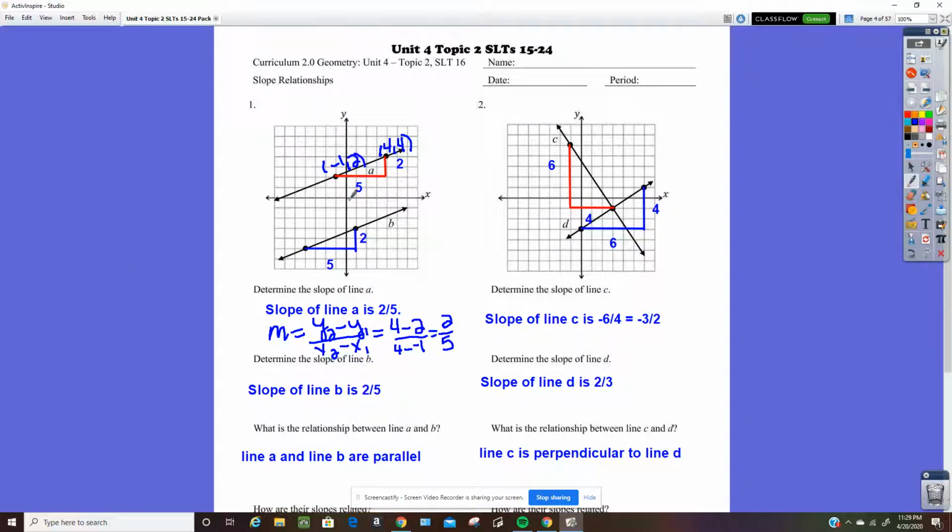And then for point B, this point right here is 1, -3. And this point over here is 1, 2, 3, 4, -4. And 1, 2, 3, 4, 5, -5.